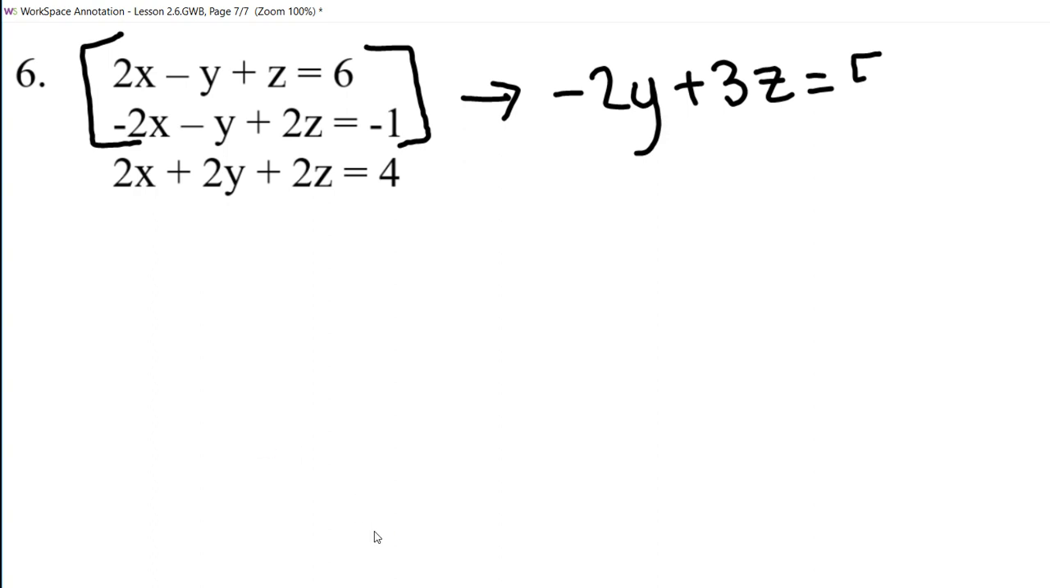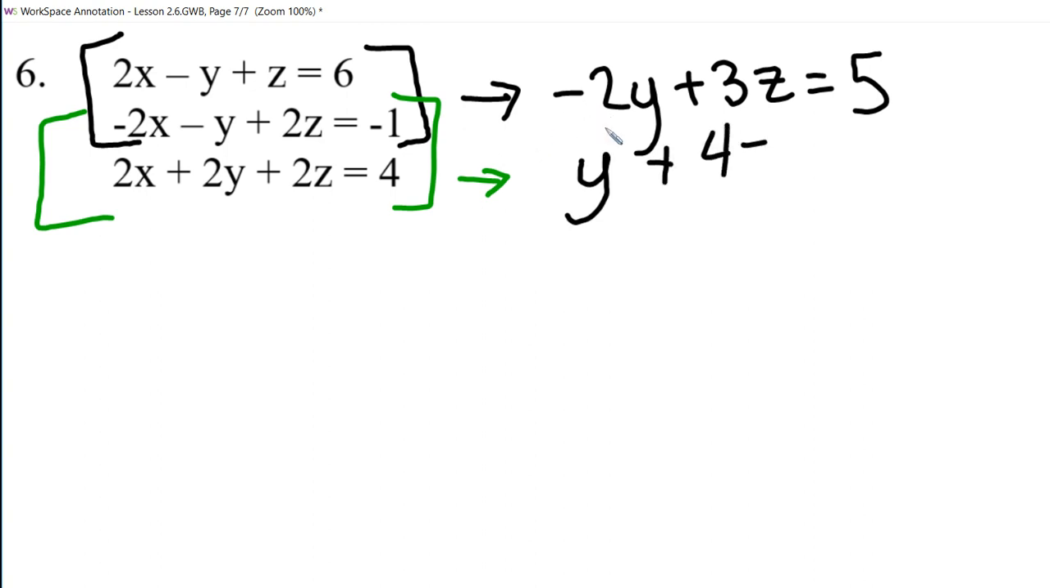Now, let's combine the bottom two. What happens with the x's? They cancel. Negative y, positive 2y gives me, what's 2y minus y? Y. What's 2z plus 2z? 4z. And negative 1 plus 4 is 3. I want you to finish number 6.